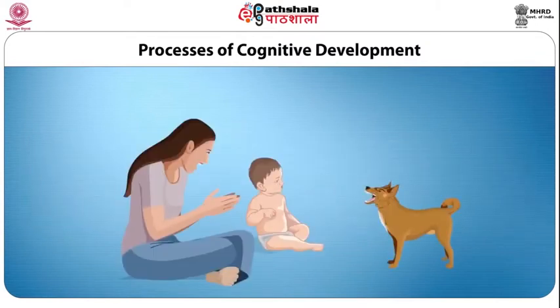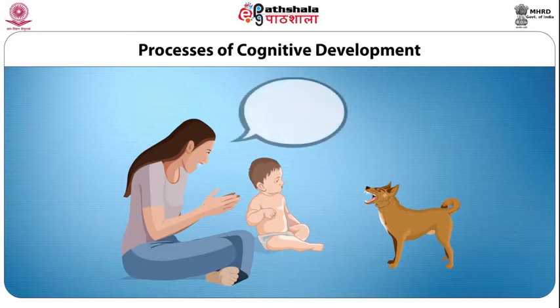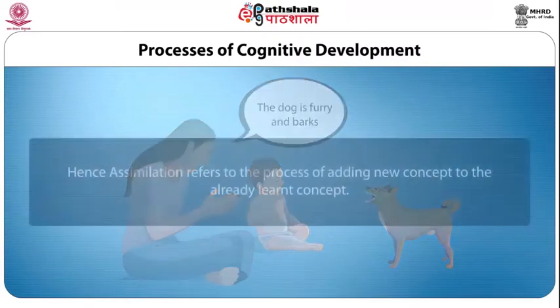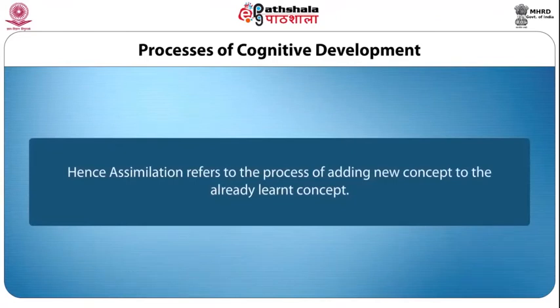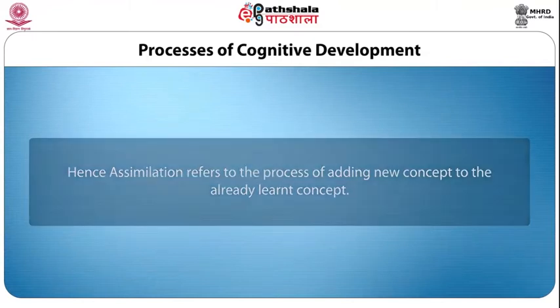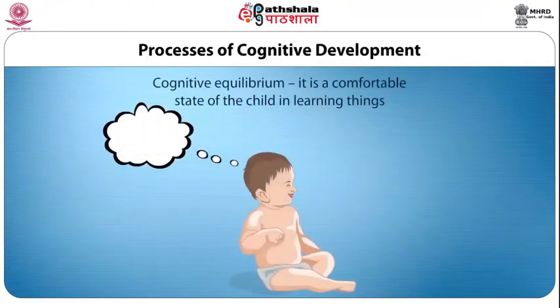By his mother's reinforcement, the child adds 2 more traits to the already formed schema: that the dog is furry and barks. That is, assimilation has taken place by resolving the disequilibrium, and the child gets to a state of equilibrium. Hence, assimilation refers to the process of adding a new concept to the already learned concept. And cognitive equilibrium is a comfortable state of the child in learning things.